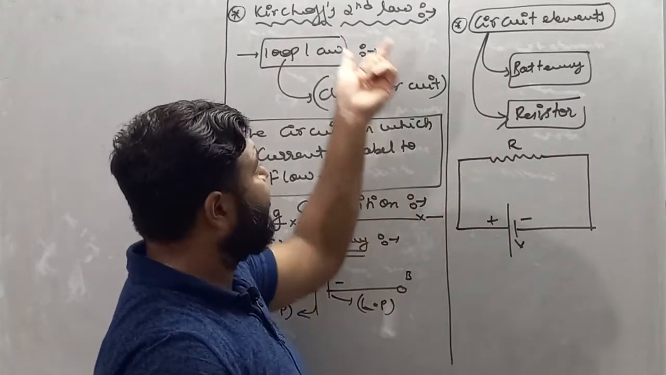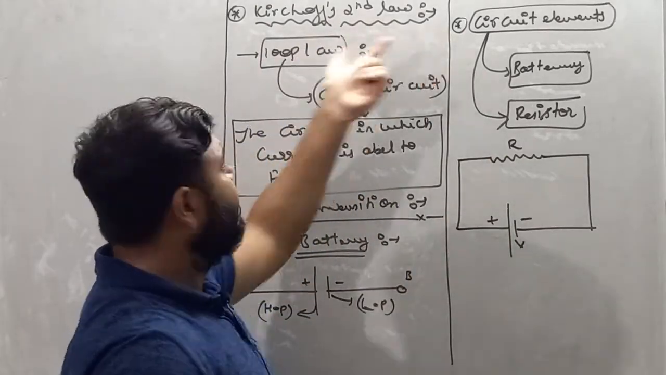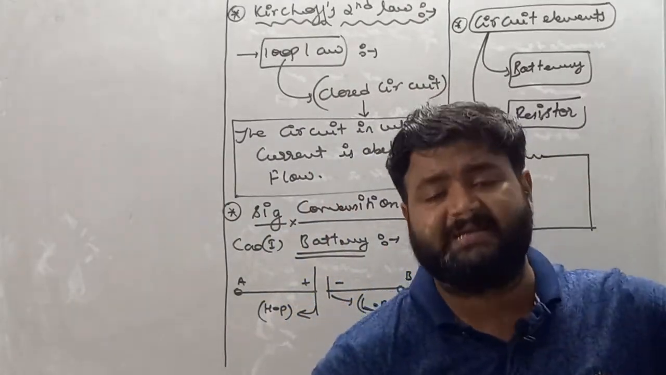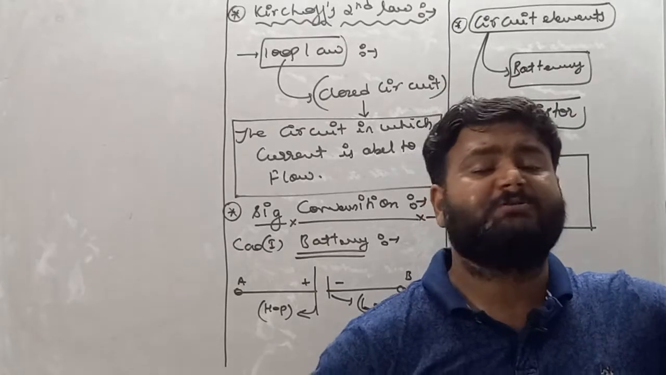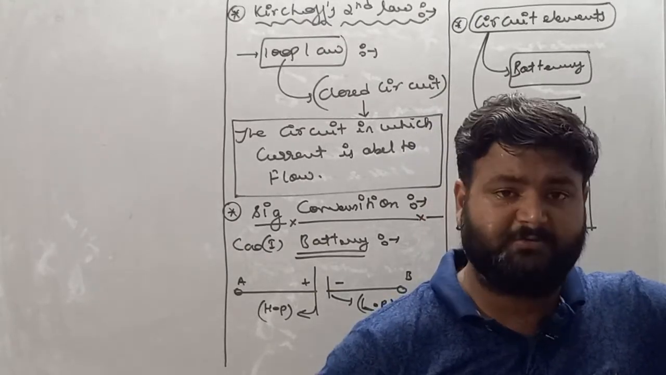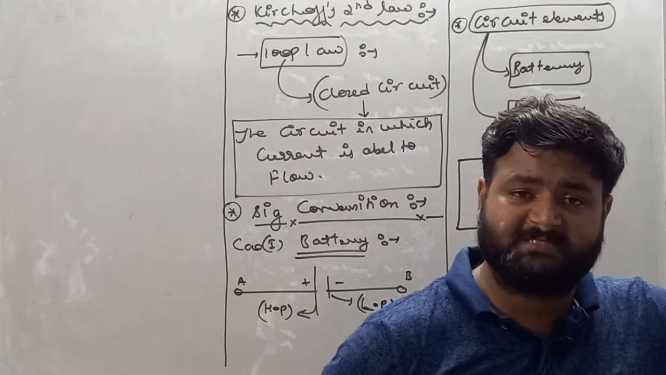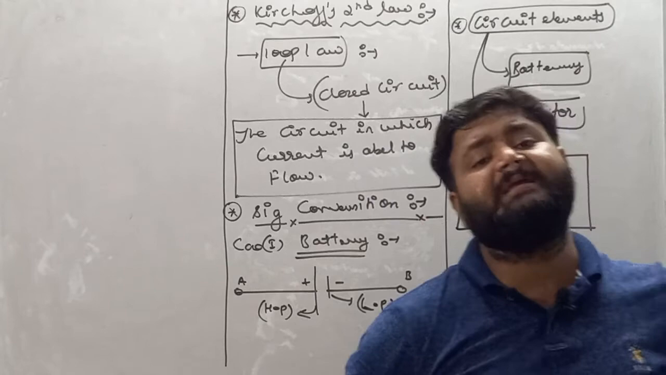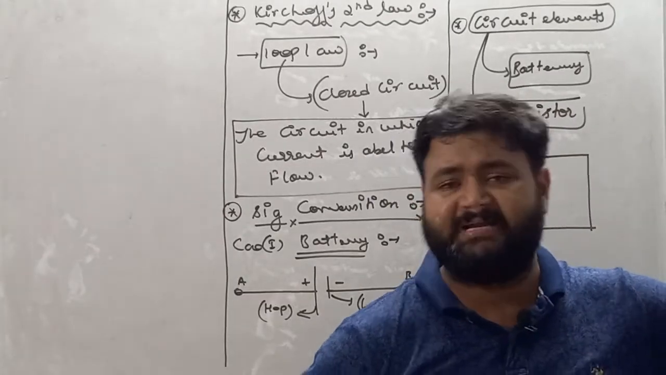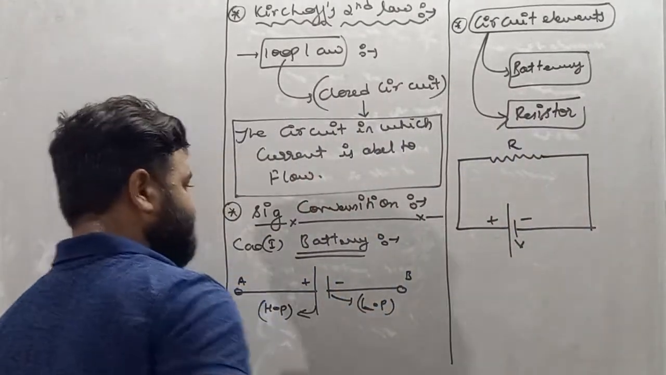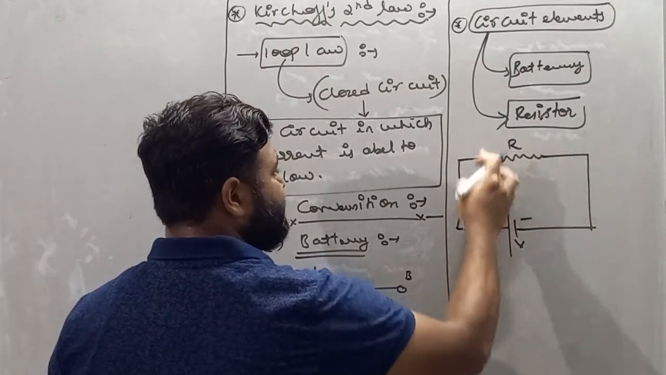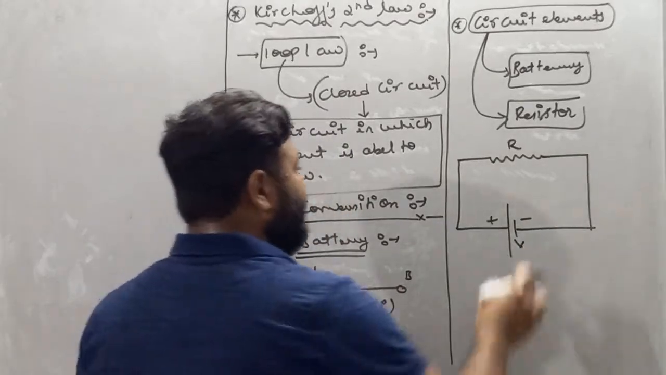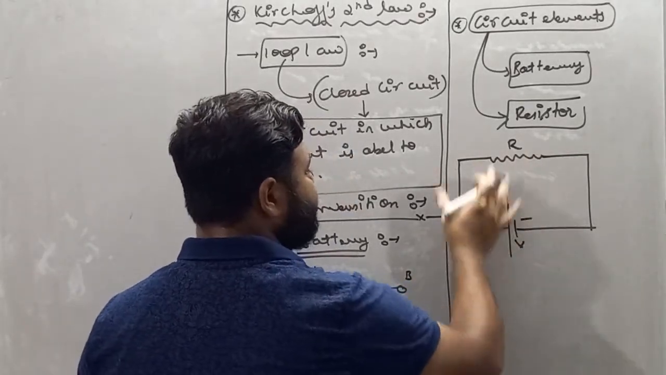In this circuit we are capable to apply Kirchhoff's second law, because Kirchhoff's second law is also called the loop law. Loop means the circuit in which current is capable to flow. So every circuit in which current is capable to flow is said to be a closed circuit. Hence we'll apply the second law on every such kind of circuit. There is a resistor connected in this circuit and a battery having potential V. Let's suppose current is capable to flow.